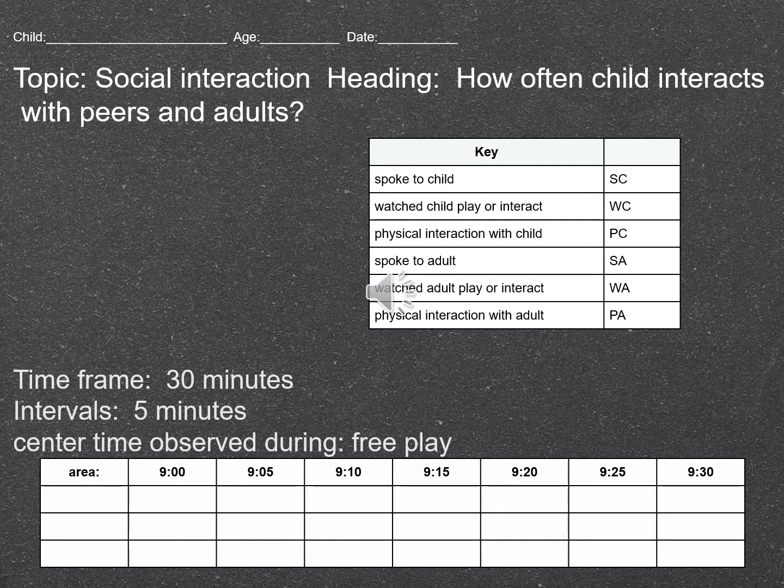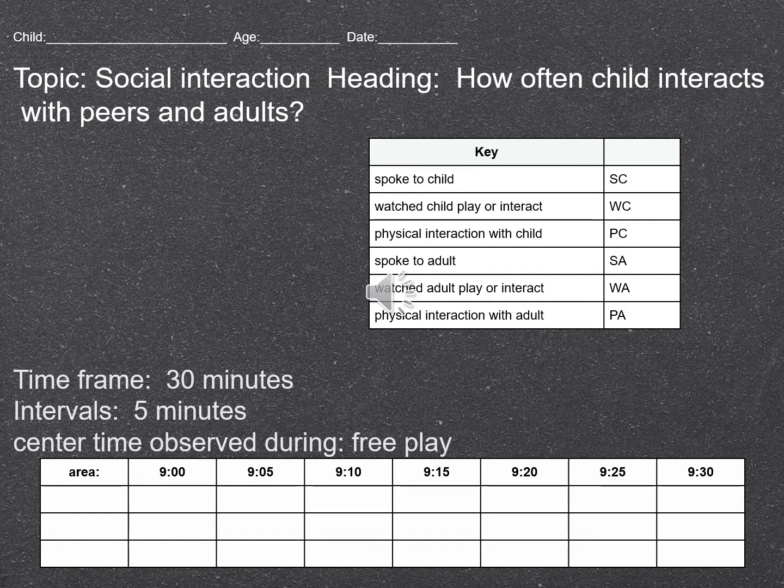In setting up this type of observation, we want to have the child's name, their age, and the date you're going to complete the observation. The topic that you're observing, in this case, we're observing social interaction. And our question that we want to know is how often is the child interacting with the peers and with adults? It's important to have a key so that we understand what we're looking for.